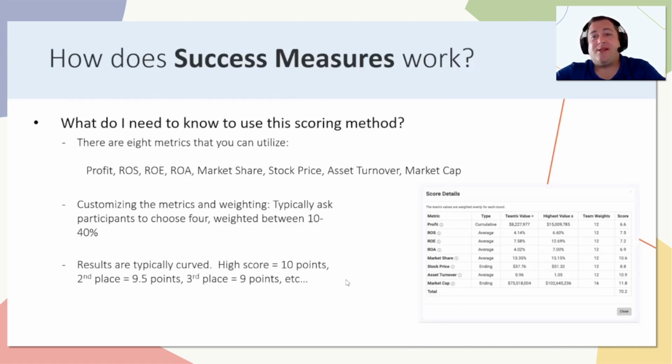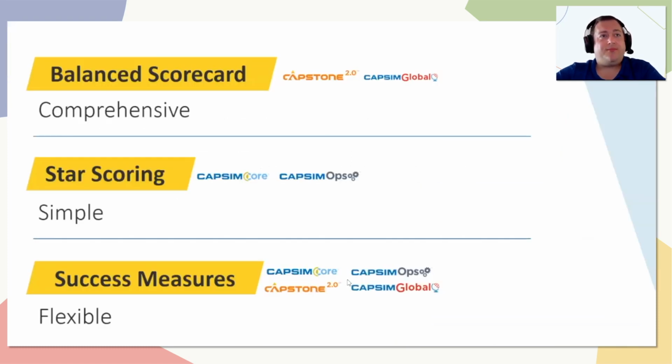I have only seen the success measures curved over the years because it is possible to have a big discrepancy between your top performing team and everybody else, right? If we have a runaway winner, they might have a perfect score of 100, and our second place team might only have 60 or 70 points, right? So I still like to curve the results similar to the other 2 methods.